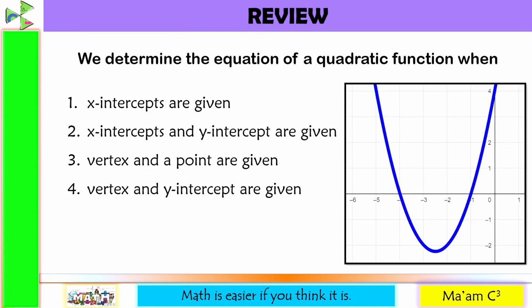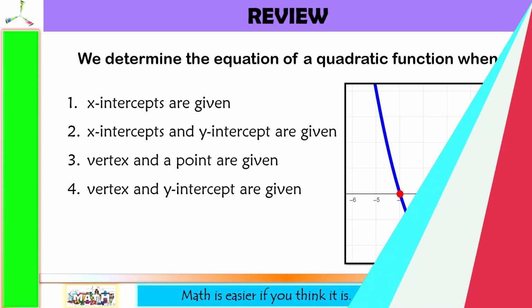We have learned also that in a parabola, the points that cross the x-axis are known as the roots. These are the values of x when y is equal to 0. That is why the roots are also called the zeros of a function.